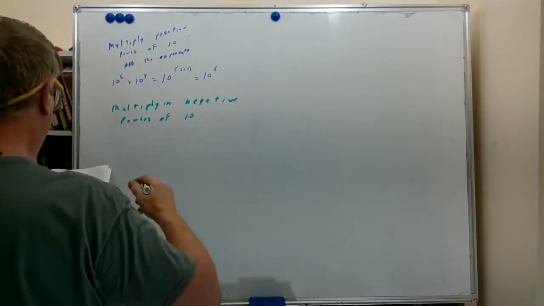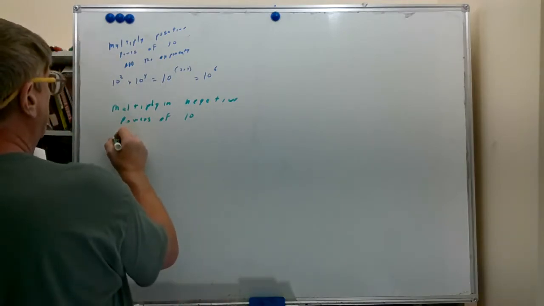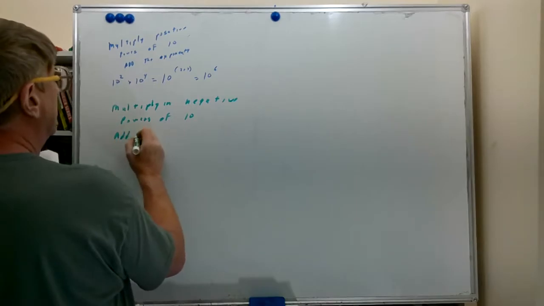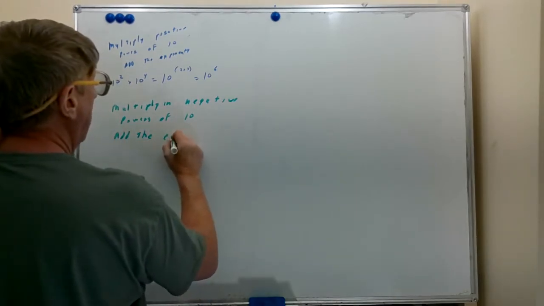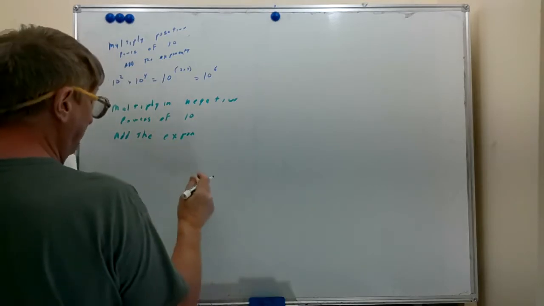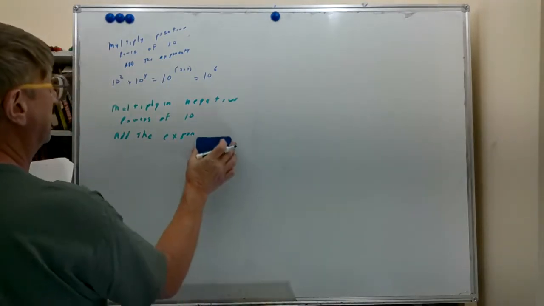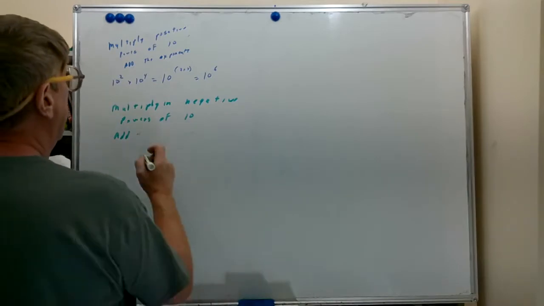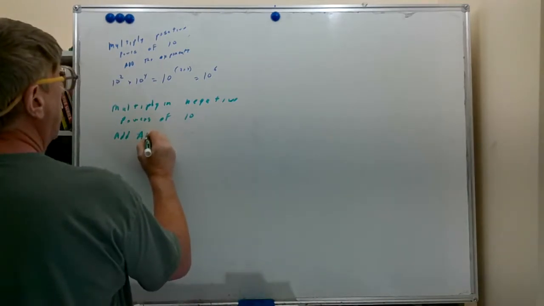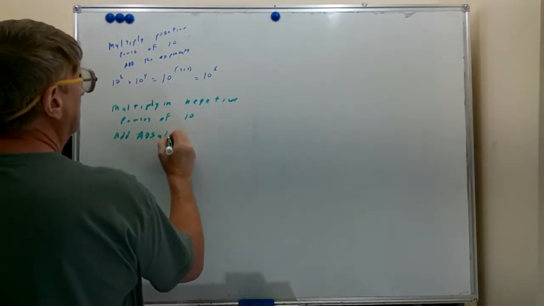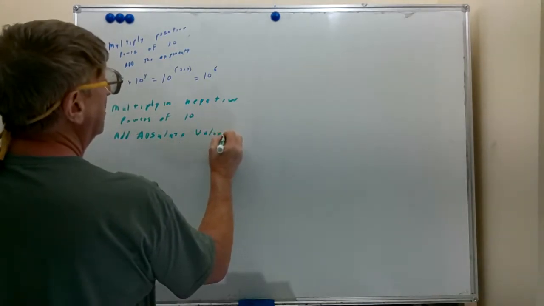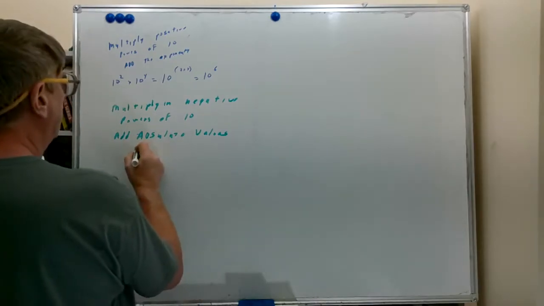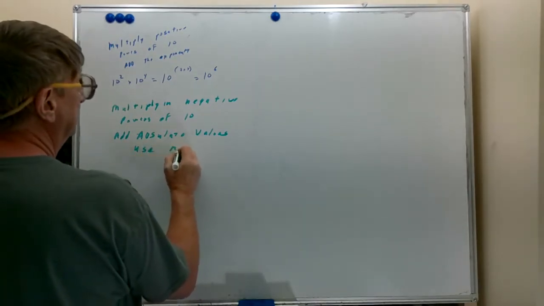We are going to add the exponents. Add the absolute value of the exponents. That's what I want to say here. Add absolute value, and use the negative sign on the result.